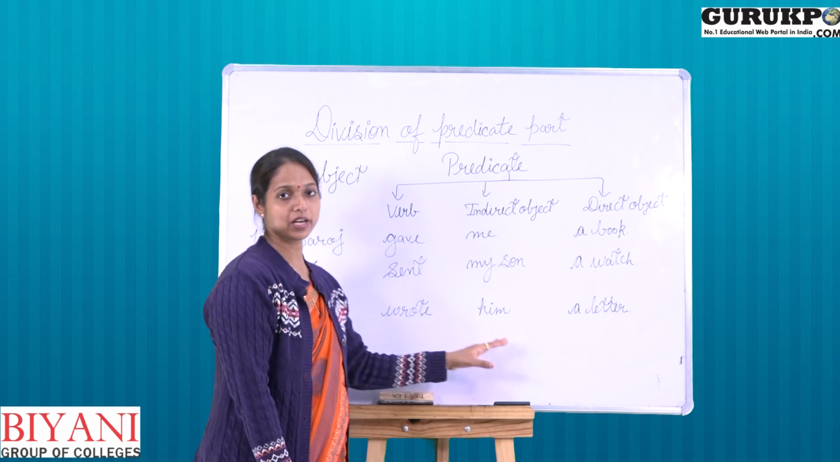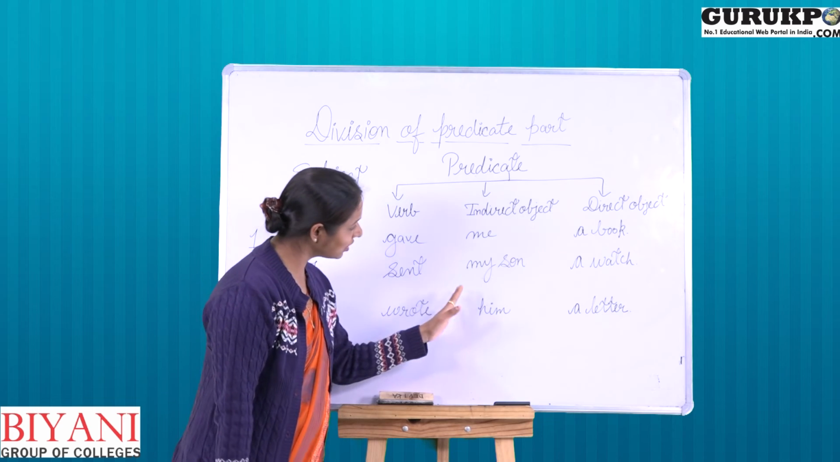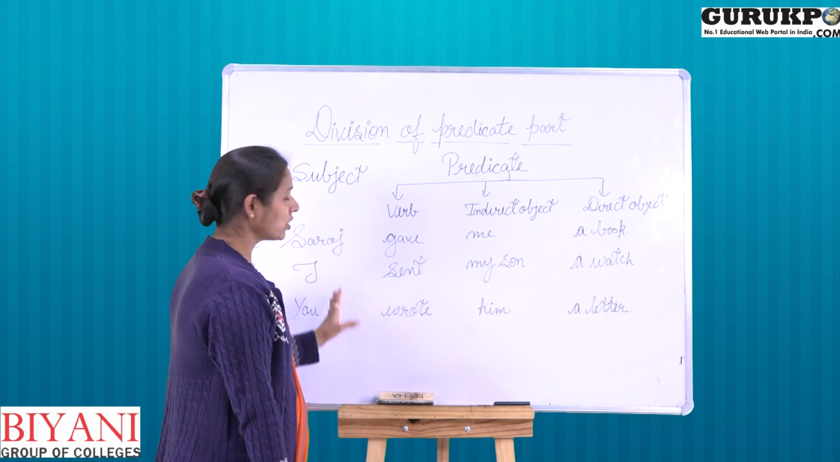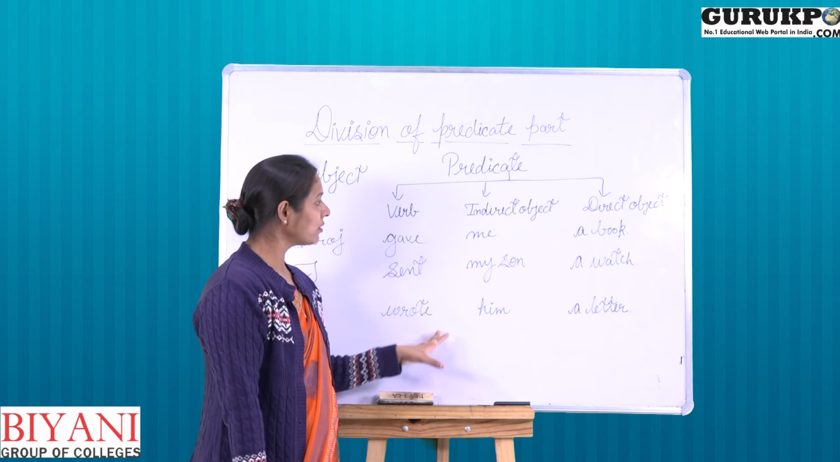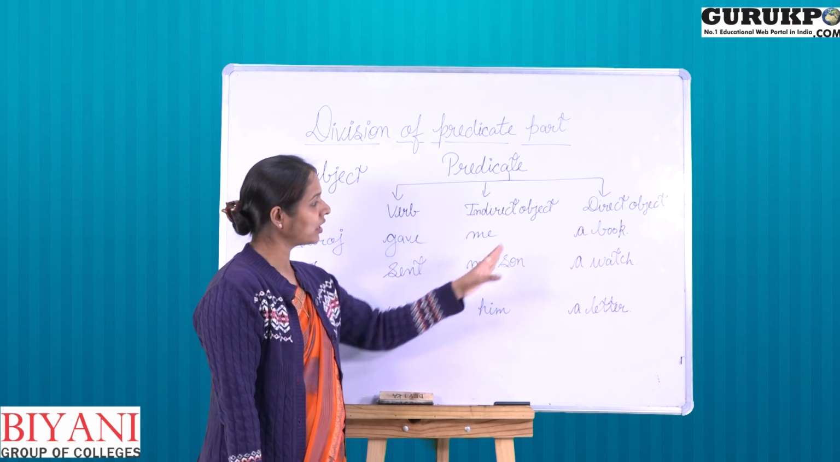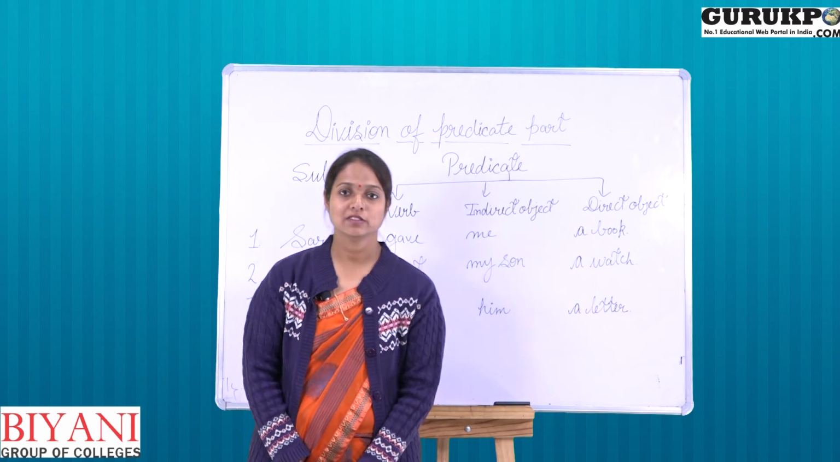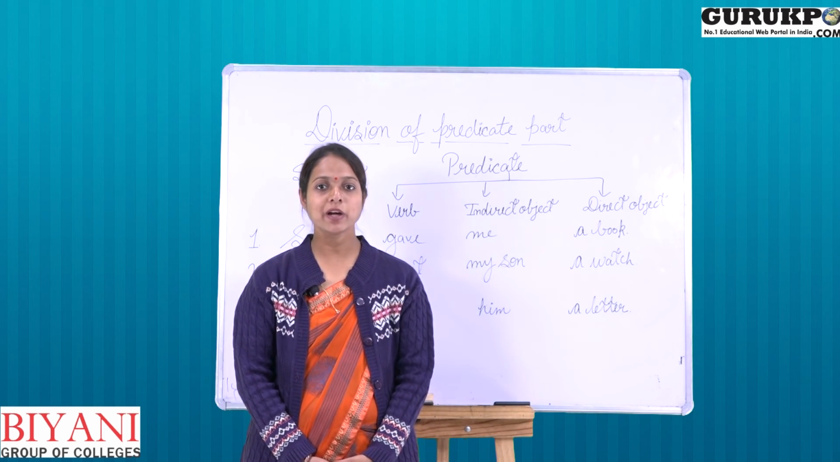You wrote him a letter. This is another example of predicate part that is divided into two parts, direct and indirect object. You is the subject, wrote is the main verb, the indirect object is him, and the direct object is a letter. So friends, we have discussed the various kinds and various parts of predicate part.